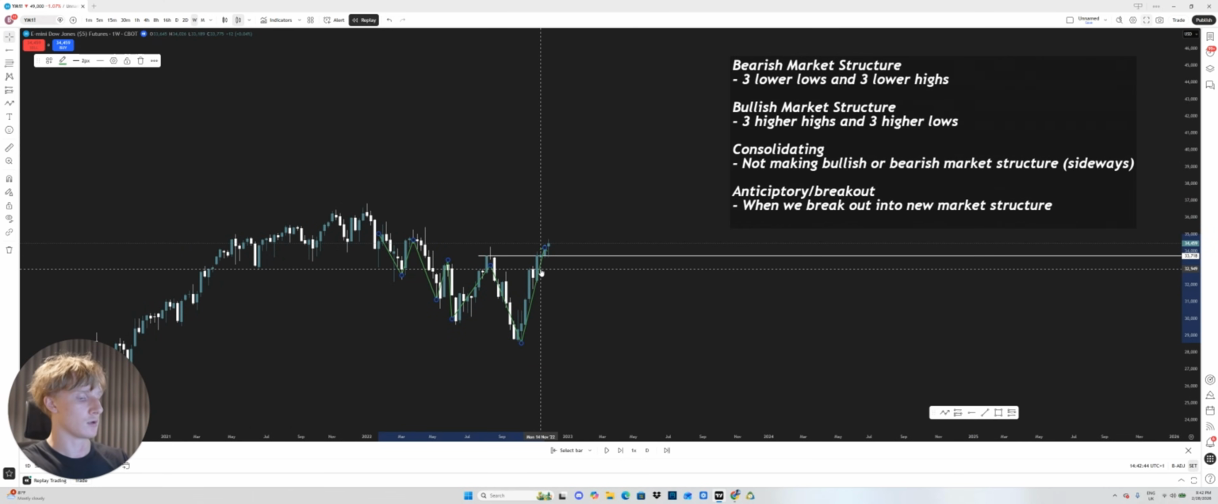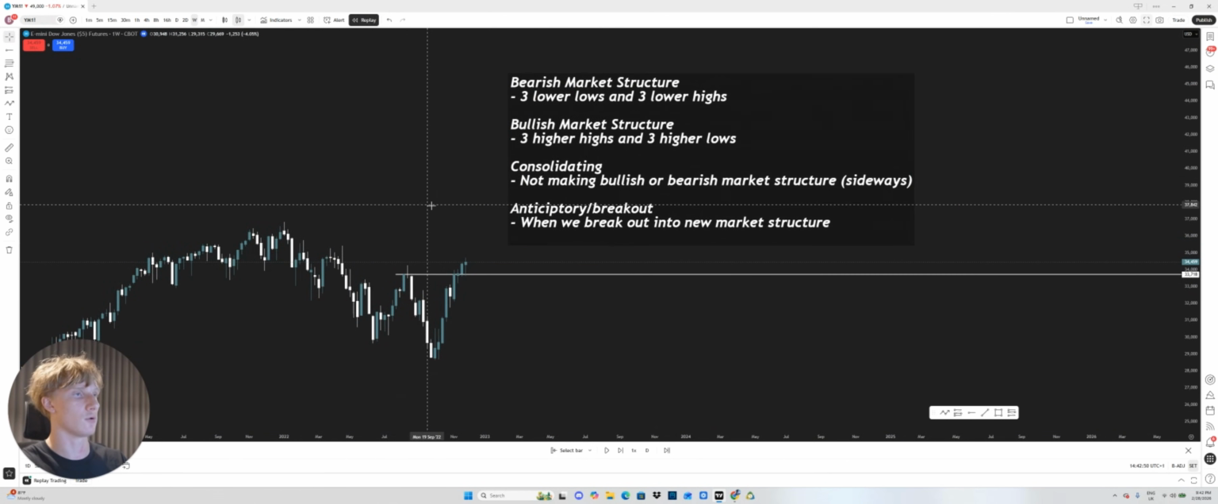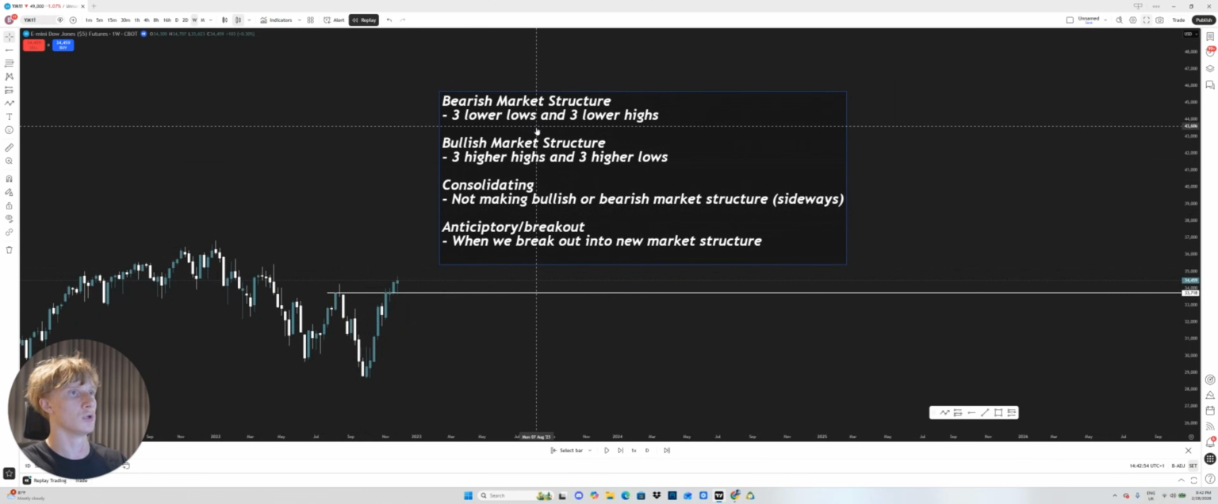Now, this is the thing. When we break out, that alone is not enough for us to conclude that we are now in a bullish trend. Why? Because remember the golden rule. The golden rule is we must see consecutively, if we're going into a bullish market trend, 3 higher highs and 3 lower lows. Well, here we can see we have neither of those. So this would be anticipating that we are going into a bullish trend.